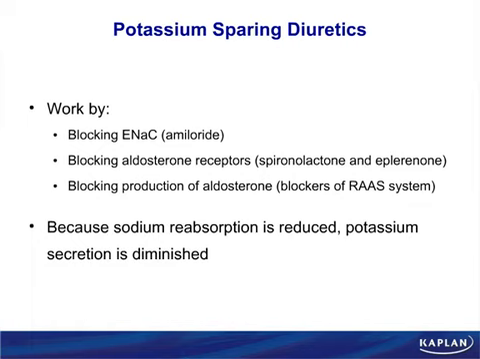Now, we use these diuretics in patients that have secondary hyperaldosteronism, such as patients with cirrhosis or patients with congestive heart failure, because these patients have high aldosterone levels leading to increased potassium secretion, and they're at risk for hypokalemia. So by using these diuretics, you will protect them from hypokalemia. And clinical trials show that these diuretics actually improve mortality. So that's why they're important.